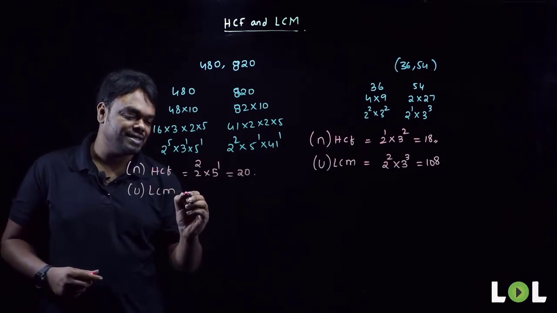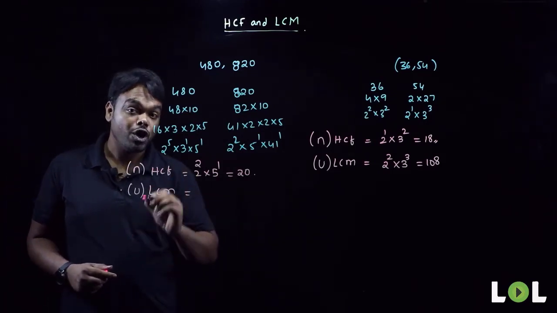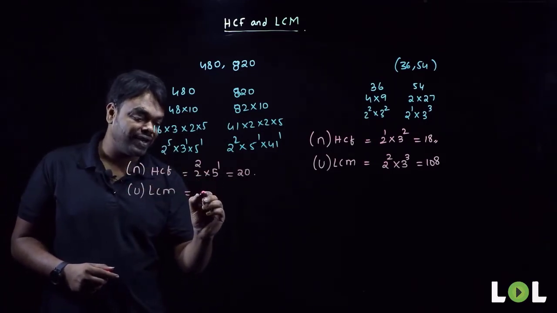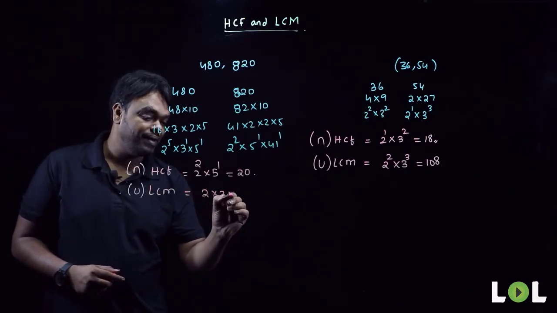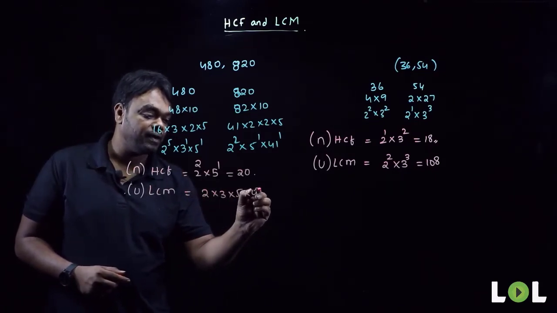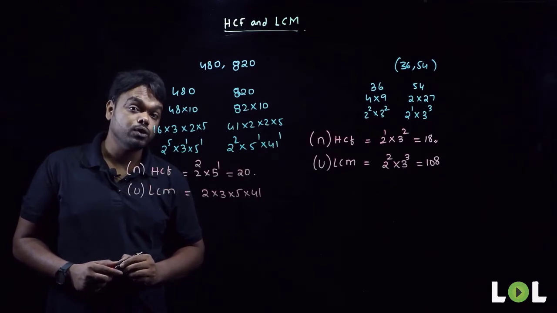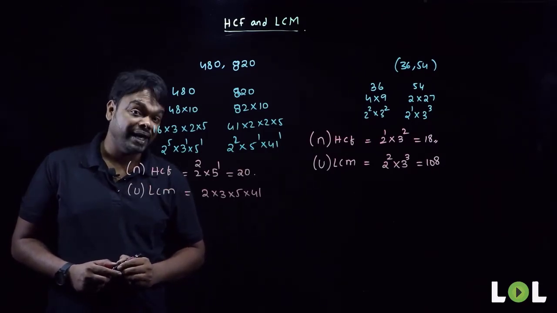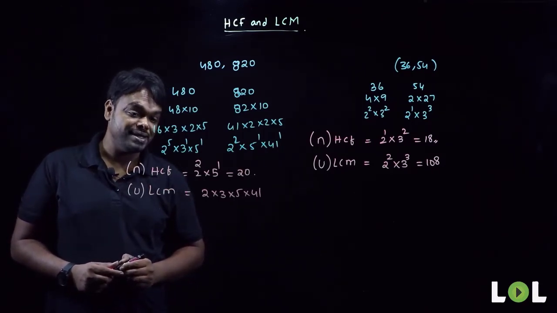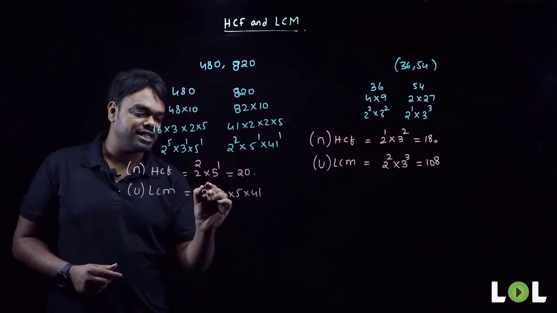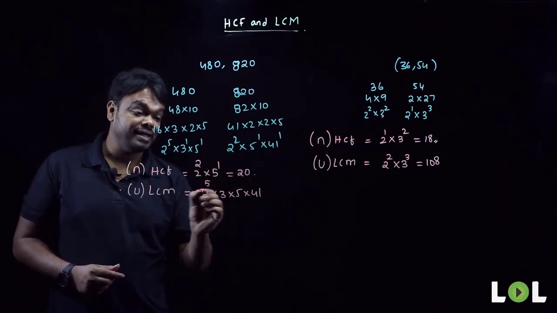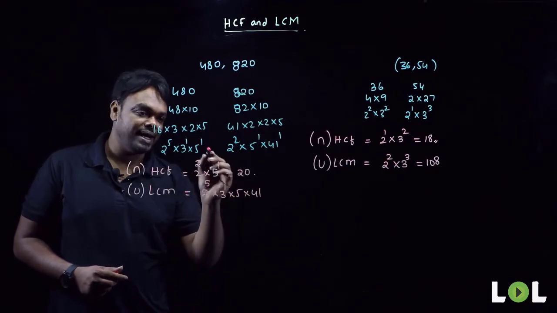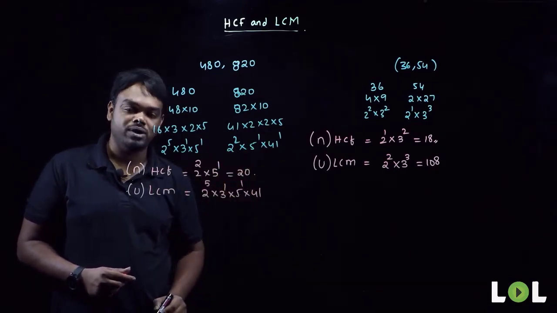If we talk about LCM, what happens? We take all the bases. What all the bases we have? 2, 3, 5 and 41. Now what do we do? We will take the highest powers of the bases. Highest power of 2 in both the numbers is 5. Highest power of 3 is 3 only. And highest power of 5 in both the numbers is 1 only.